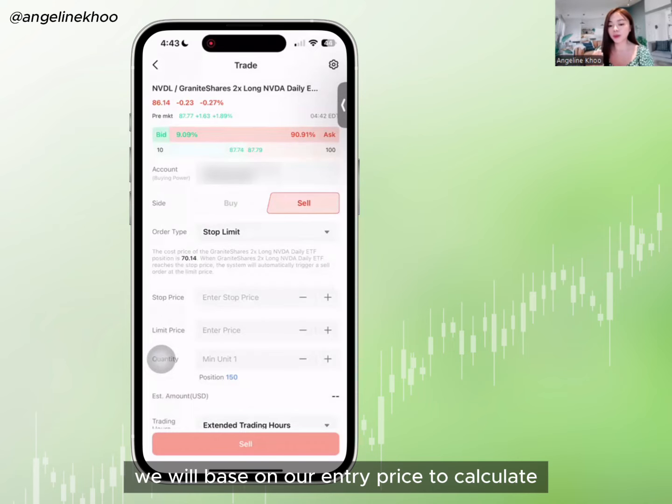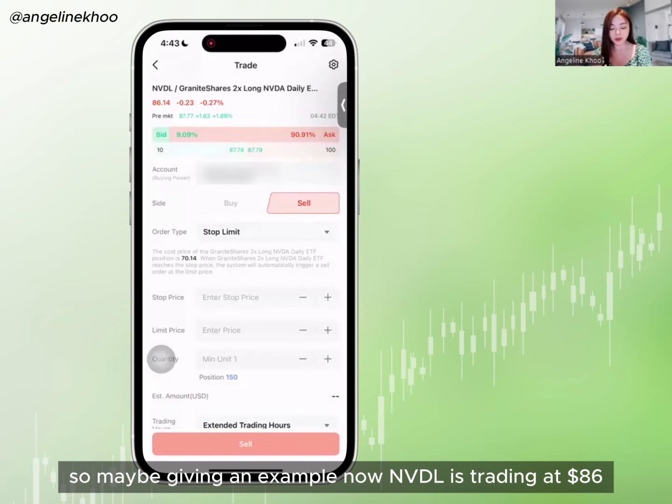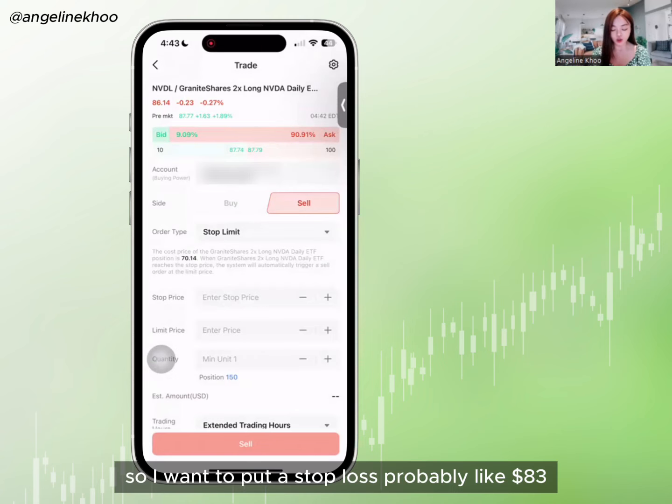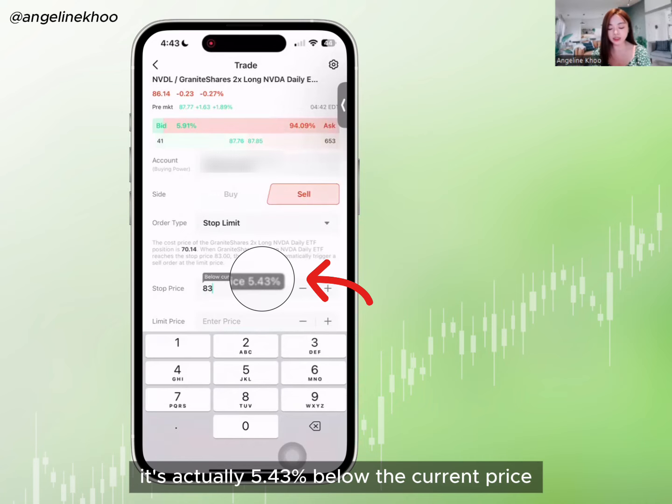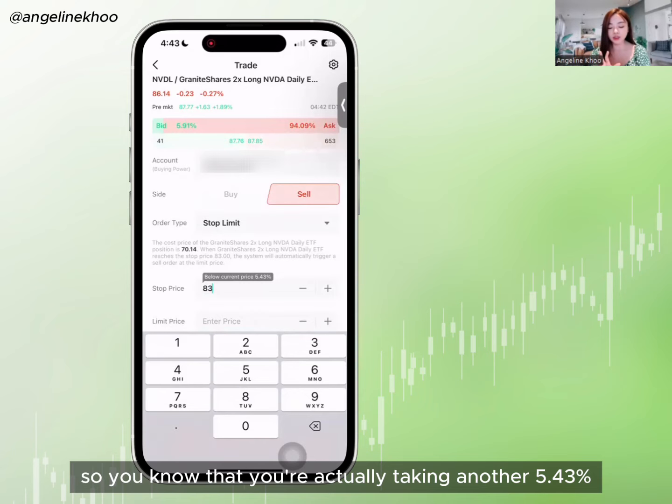Usually we will base on our entry price to calculate. Then along the way, if the stock keeps going up, we will trail our stop. Maybe to give an example, now NVDL is trading at $86. I want to put a stop loss at probably 83. Here it will show that it's 5.43% below the current price, so you know that you're taking another 5.43% loss.